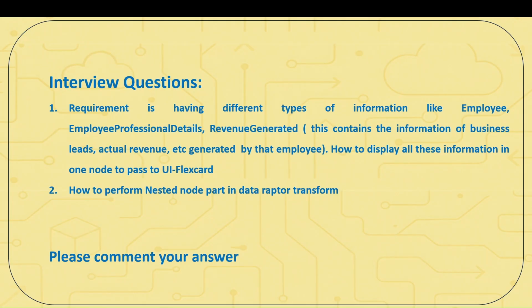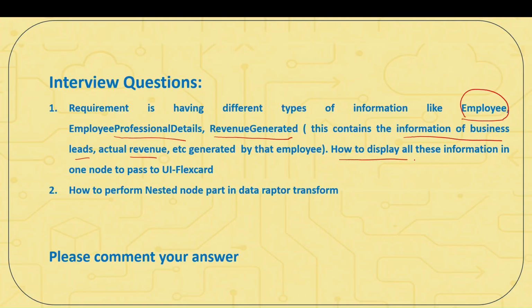This is a completely theoretical question. Here the requirement has different types of information like employee basic details, employee professional details, and the revenue generated by that employee. Assume that the employee is working as an account executive, and the revenue generated by that account contains information like business leads, actual revenue, etc. Some amount is there.